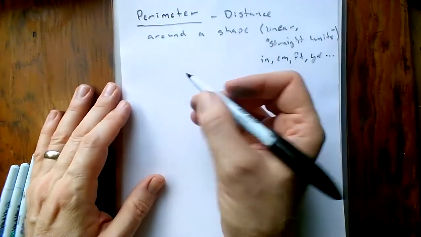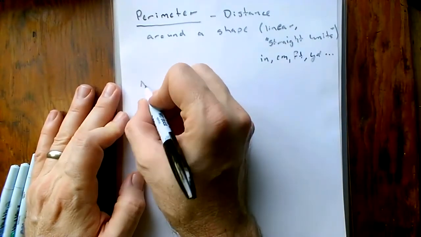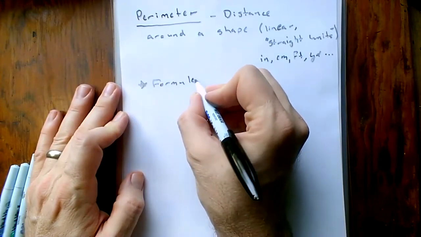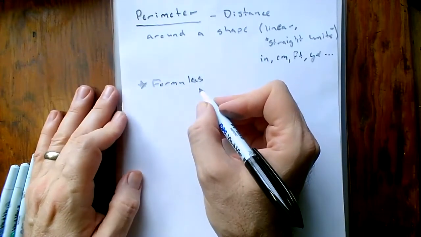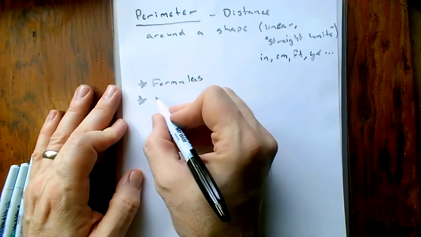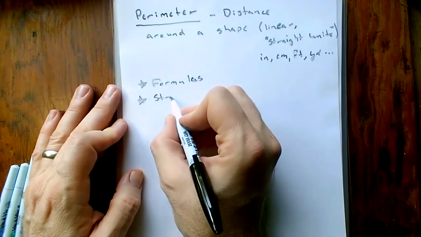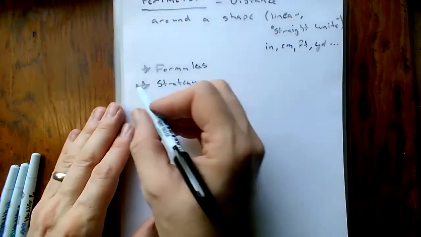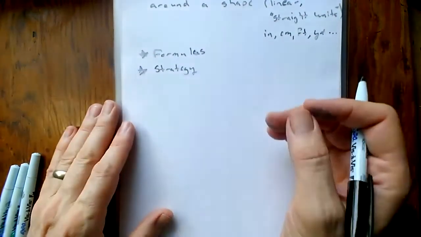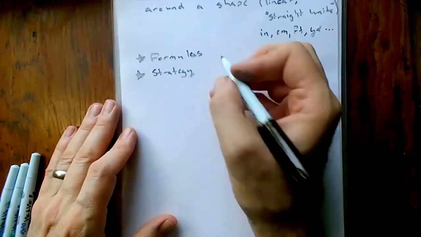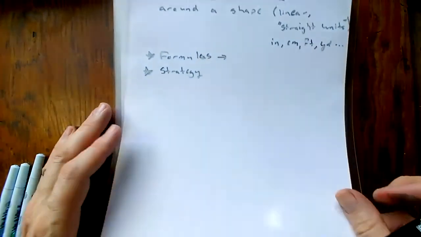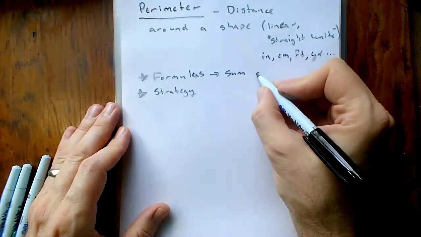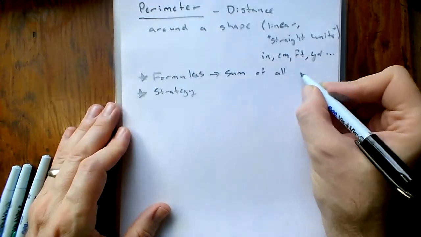When we're talking about perimeter, we should talk about two different things. We're going to talk a little bit about formulas, so basically the equations that we can use to find a perimeter, and we'll also talk a little bit about strategy. There's a couple different things that we'll need to know. Now, there's tons of different shapes, there's tons of different formulas. But remember, all of the formulas are based around the same concept, which is that it's the sum of all of your sides.